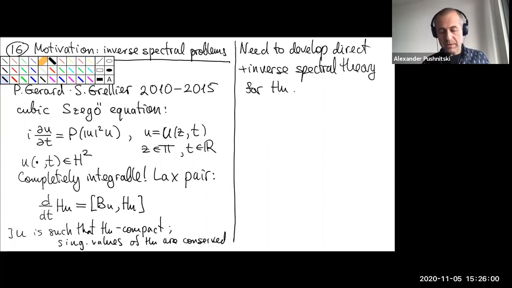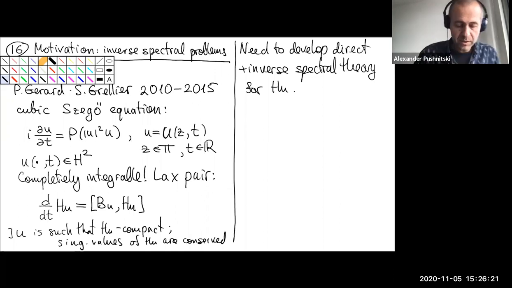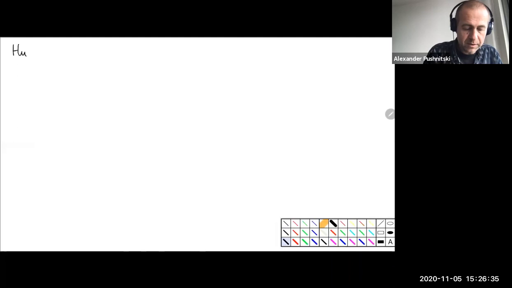Then I joined this team, and we made it a little bit more precise, and we extended it to a larger class, to some non-compact operators. But this is history. What I want to say is: what exactly are these inverse spectral problems, and how are they related to what I was talking about? So suppose you have a compact Hankel operator H_u.